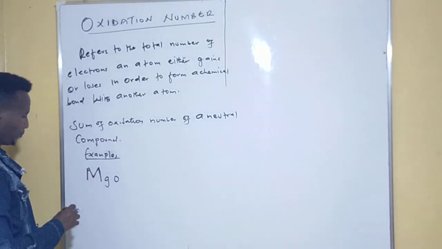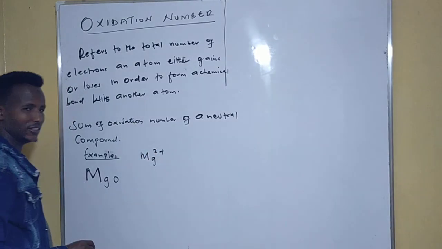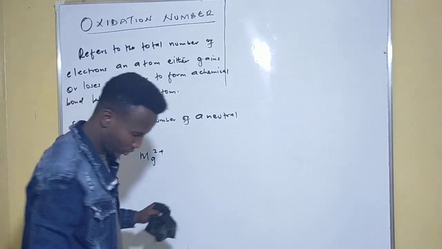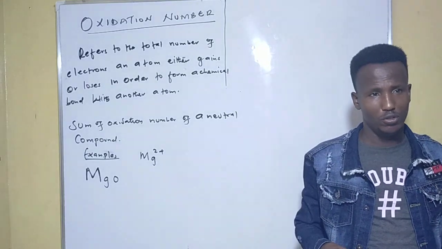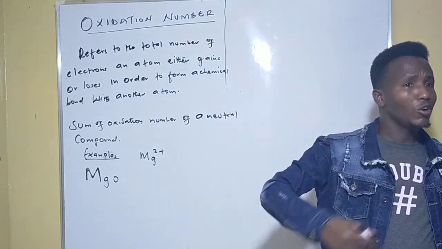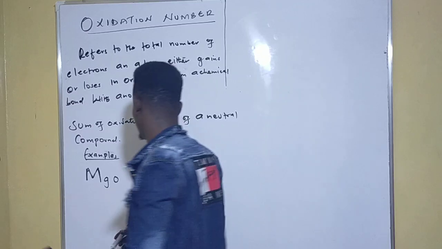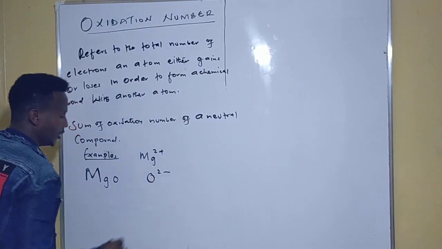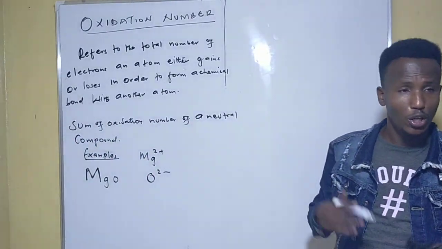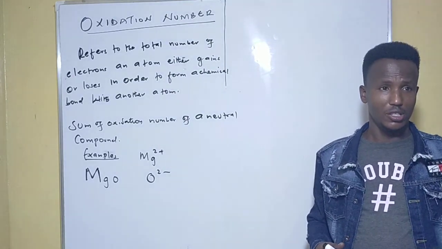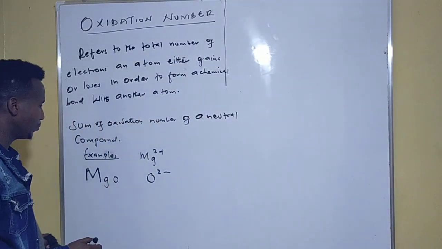So now, if I separate them, I know that the magnesium ion is written like this. Is that not true? Because magnesium is group 2. So group 2, how do they form their ion? By losing the two valence electrons in their outermost energy level. Is it not so? So loss of electrons means a positively charged ion, okay? Now what about oxygen? Oxygen is written like this. Because oxygen is atomic number 8, and it's group 6. And group 6, when they are forming their ions, they gain 2 electrons. Gain of electrons means negative.